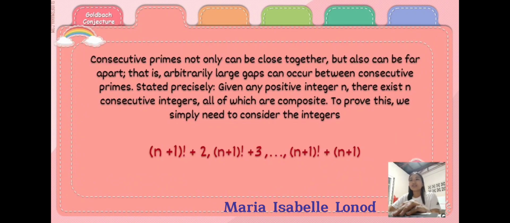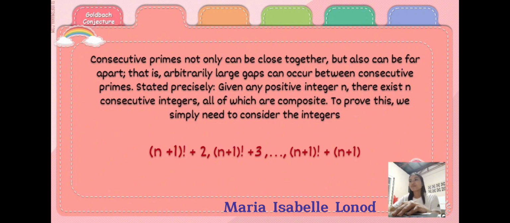Consecutive primes not only can be close together, but also can be far apart. That is, arbitrarily large gaps can occur between consecutive prime numbers. Stated precisely, given any positive integer n, there exist n consecutive integers, all of which are composite. To prove this, we simply need to consider the integers (n plus 1) factorial plus 2, (n plus 1) factorial plus 3, up to (n plus 1) factorial plus (n plus 1).